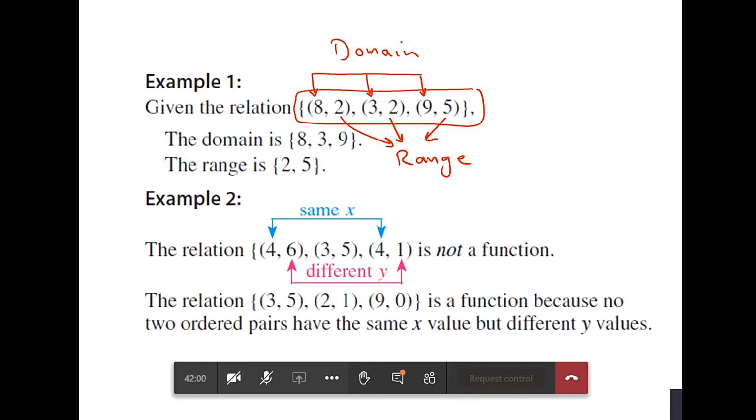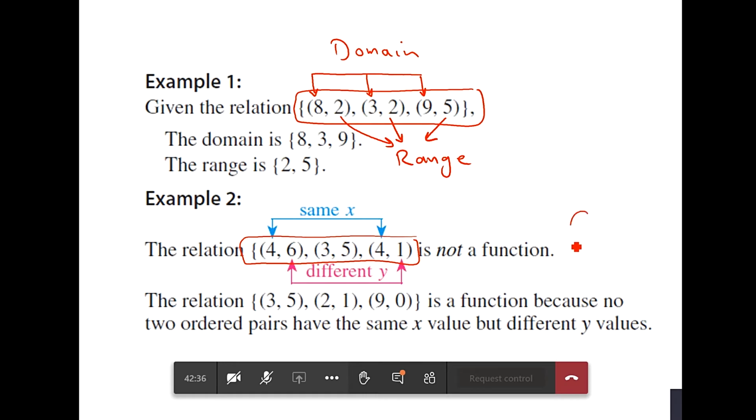Okay. Look at this relation. This is the function or not function? 4 6, 3 5, 4 1. This is the function, not function. Why this is not function? We have 4 have relation with 6 and 1. نعم مكرر.